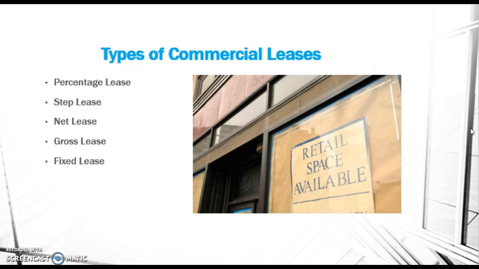And then the last is gross lease. This is the most traditional type of lease. The tenant pays rent, the landlord pays taxes, insurance, and maintenance expenses relating to the property. Increasingly, gross leases contain an escalation clause, which provides for the amount of rent to be adjusted usually each year to offset increased expenses. This is a little bit about types of commercial leases.